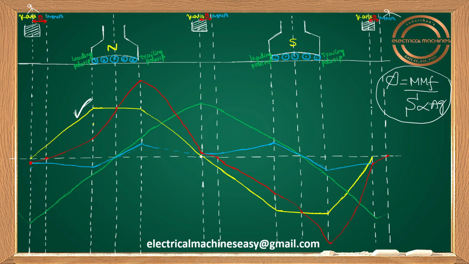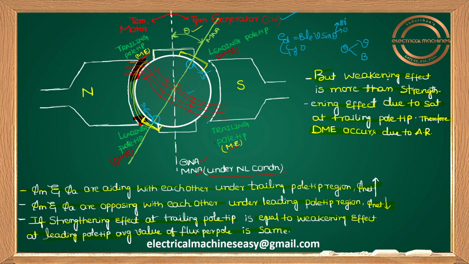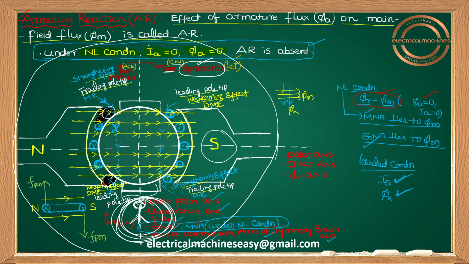For that I need this formula, flux equals MMF by reluctance. So please tell me, along GNA, along the brush axis, tell me guys, is air gap maximum or minimum? Please try to see clearly and tell me. I'm asking about this region. Along Q means this region only. Air gap is maximum. And what about along D axis? Air gap is minimum. Here it is maximum. Yes or no? Okay, try to understand, guys. If you are along the Q axis, the air gap is more.